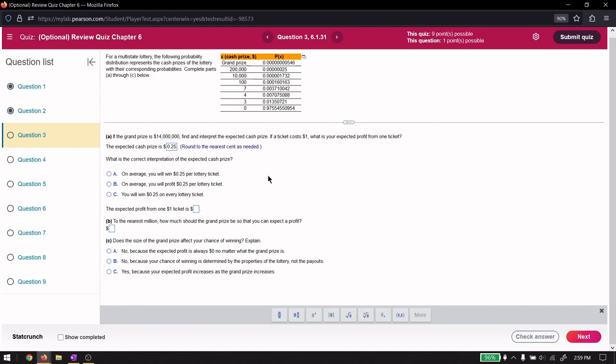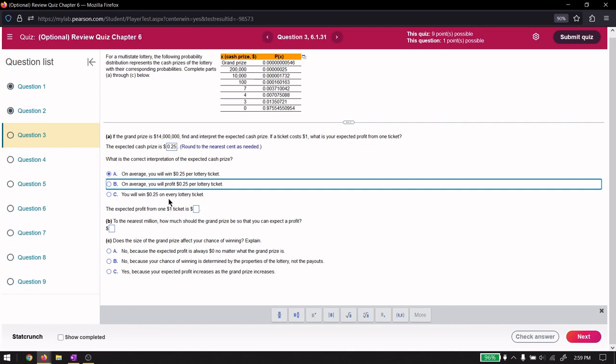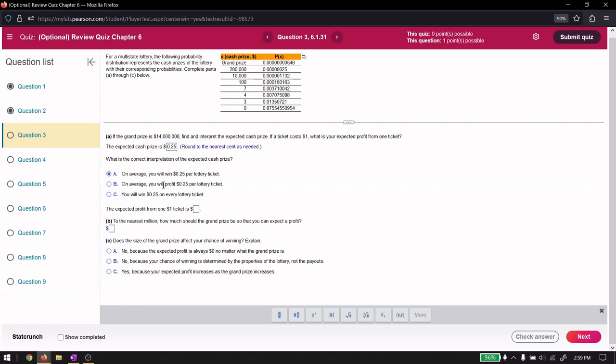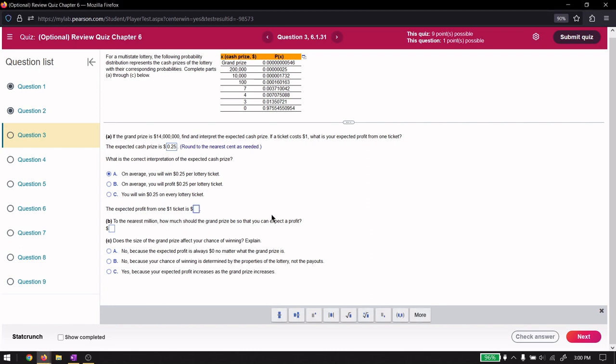So what does that mean? Well, that means on average, you will win 25 cents per lottery ticket. You will not profit 25 cents per lottery ticket. That's because the lottery ticket cost $1. So if you win 25 cents per lottery ticket, but you paid $1, that means on average your expected profit is negative 75 cents. So you're actually losing money per lottery ticket.